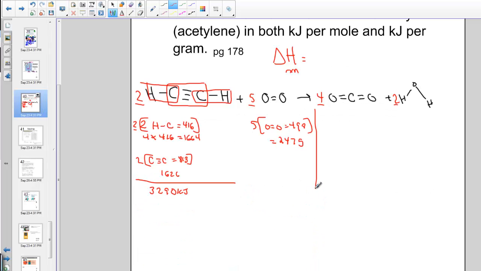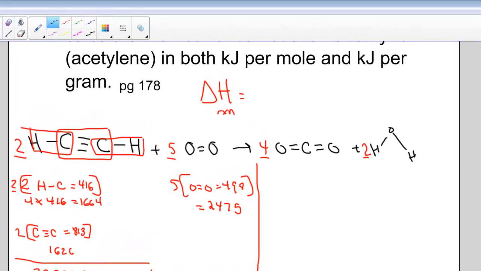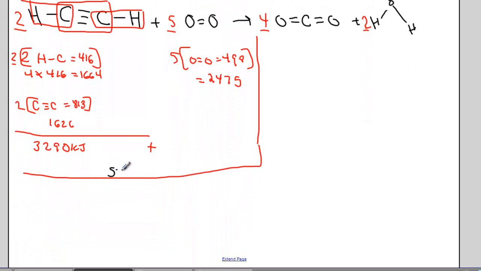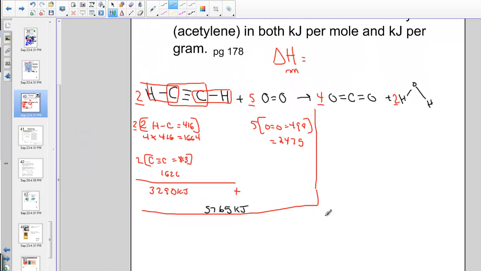So where are we at so far? I have a combined total on this side of 3290 plus 2475, so on this side, 5765 kJ. It's all of the energy stored in the bonds. Now we're going to break those bonds, so I know that this side is positive. It takes energy to break bonds, so positive sign.